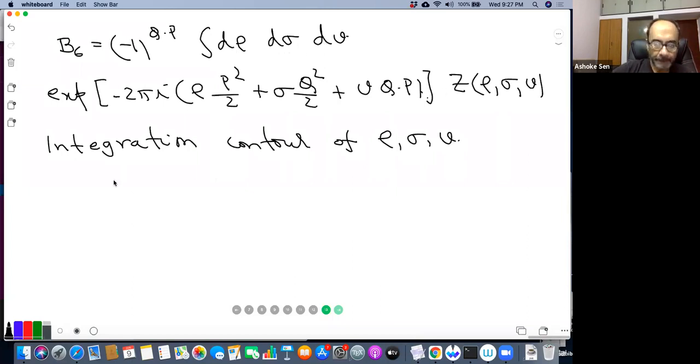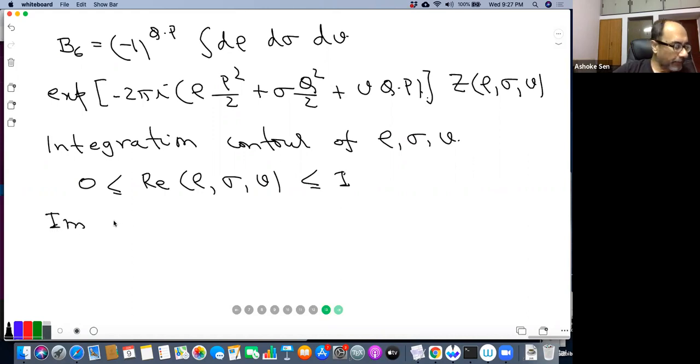This has period. These are expansions in powers of e to the 2 pi i rho, 2 pi i v, and 2 pi i sigma. So the real parts of rho, sigma and v run from 0 to 1. The question is what happens to the imaginary part? Here is what we'll use for the imaginary part. So imaginary rho, let's parameterize by C1 lambda, imaginary sigma, C2 lambda.